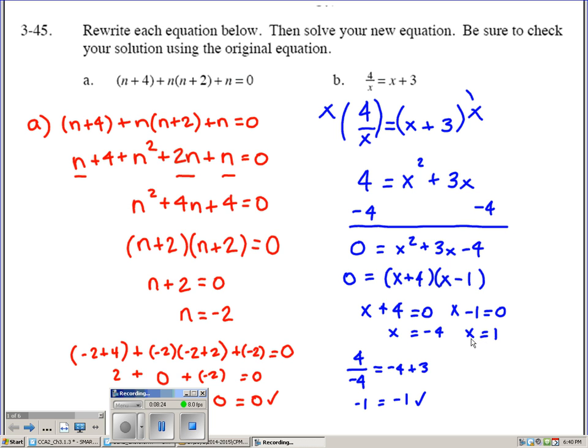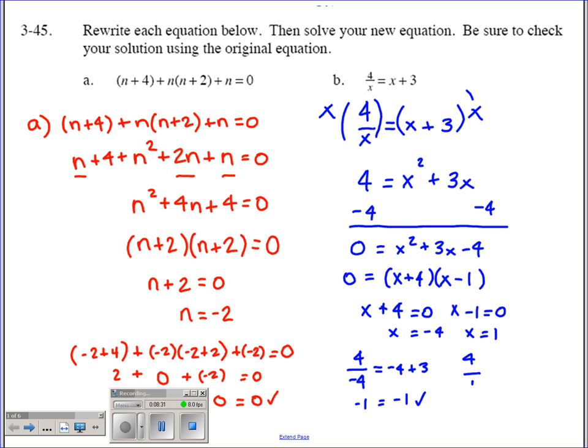Now we've got x equals 1 for our second one. So let's see here. We have 4 divided by 1 should equal 1 plus 3. 4 divided by 1 is 4. And 1 plus 3 is 4. So since 4 equals 4, we know that that is correct there. So this would be your solutions for problem 3-45. If you have questions, please make sure you ask your teacher.